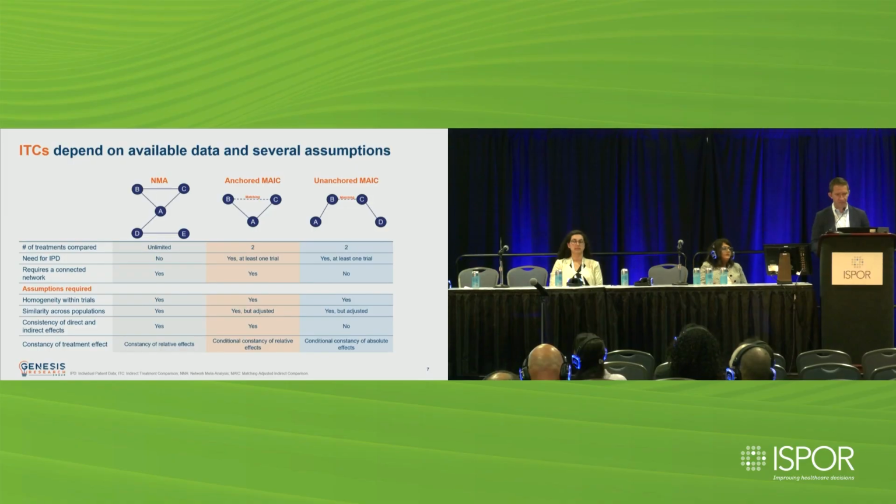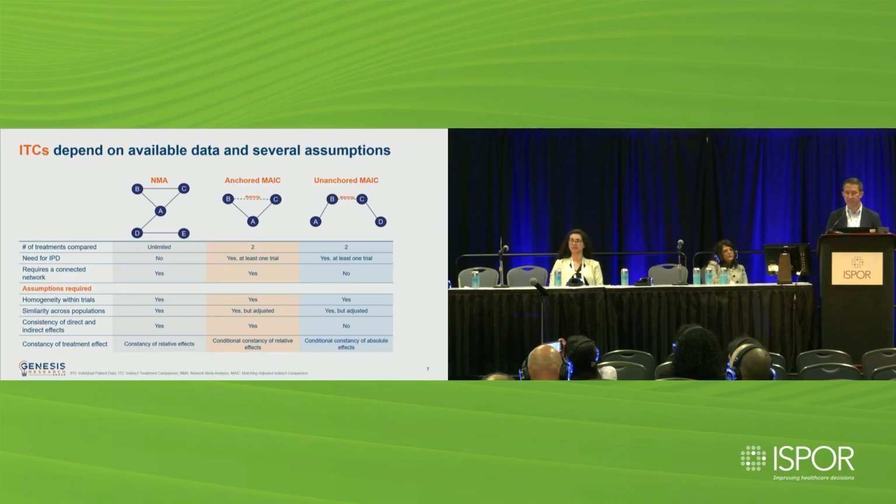So digging into this, really your choice of ITCs depends on the available data sources and several different assumptions that are important to make distinct inferences about comparative effectiveness. I'll walk through each of these, starting with NMA. This is a method that allows you to make multiple comparisons against multiple treatments. There's no requirement for individual patient level data. You use aggregate data that's generally in the published literature for pivotal trials. And it requires that your evidence base be connected via a common comparator.